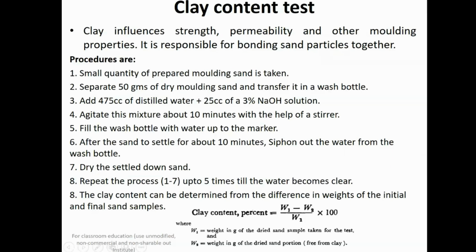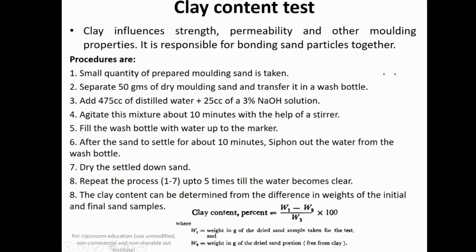So let me revise this procedure again. This clay content test can easily be performed by taking a small quantity of prepared sand, about 50 grams. Then you take this dry molding sand into a wash bottle, a standard bottle or beaker, and add 475 ml of distilled water plus 25 ml of 3% NaOH solution. This 3% NaOH solution means approximately 3 grams of NaOH in the distilled water.